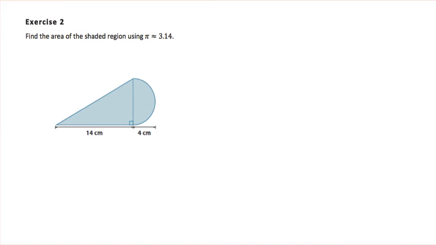In exercise 2, we have another very unique shape. We're asked to find the area of the shaded region using pi approximately equal to 3.14. And what we have is a triangle. It is conveniently a right triangle. And we have a semicircle.